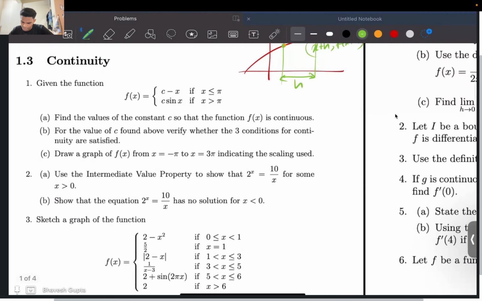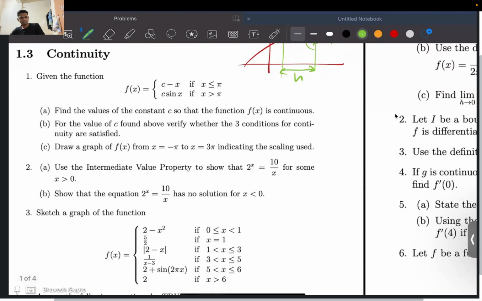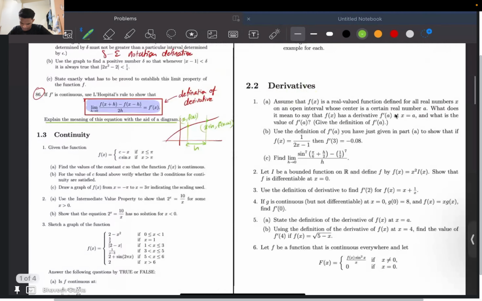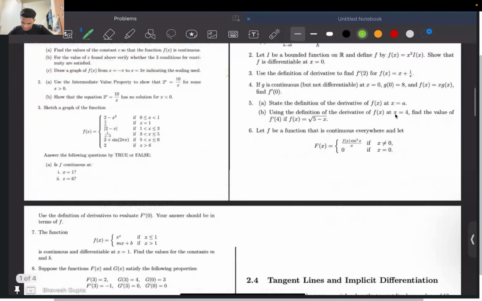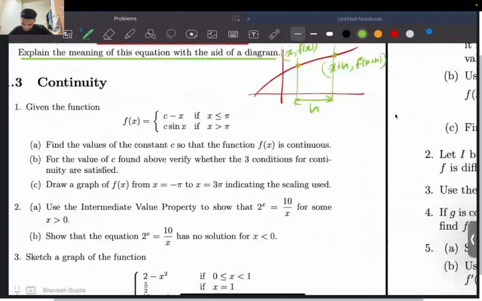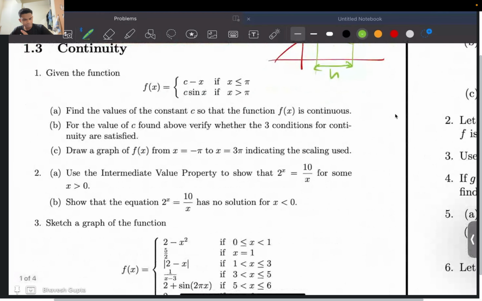The next problem deals with continuity. So far we have solved this many questions. The next question we will see, like we know, the function is defined for us. It has two branches, and the first part tells you to calculate the value of the constant c so that the function is continuous. And we know the definition of continuity is that the left hand limit and the right hand limit are also equal to the value of that function.